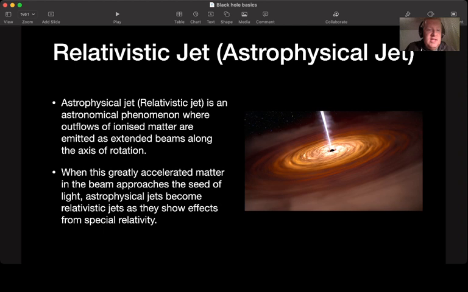Also known as the astrophysical jet, it is an astronomical phenomenon where outflows of ionized matter are emitted as extended beams along the axis of rotation. When this greatly accelerated matter in the beam approaches the speed of light, astrophysical jets become relativistic jets, as they show effects from special relativity.